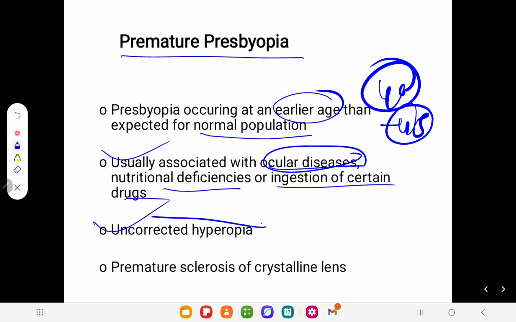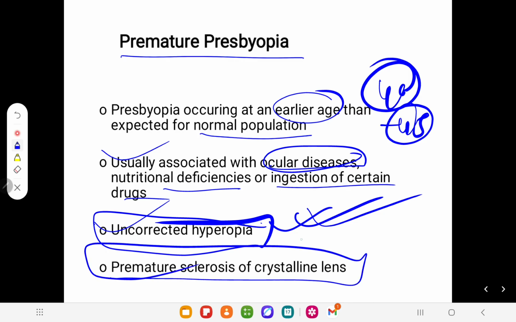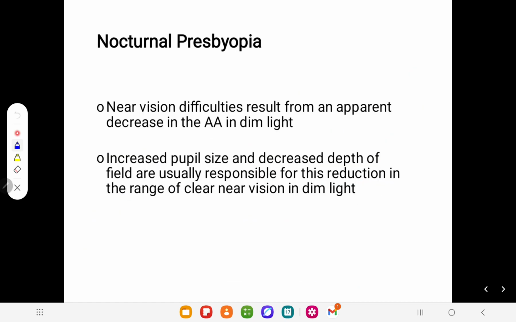So uncorrected hyperopia is the major factor you have to see in your clinical practice. Okay, so premature sclerosis of the crystalline lens can be there, but for premature presbyopia, you must know the possible causes: uncorrected hyperopia, premature sclerosis, ocular disease, or some other immunological conditions. That's important.